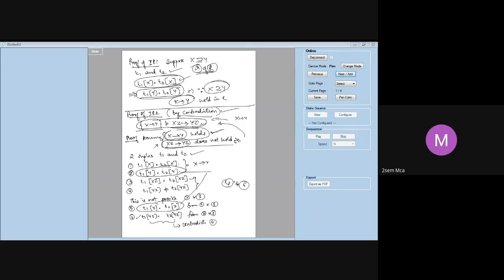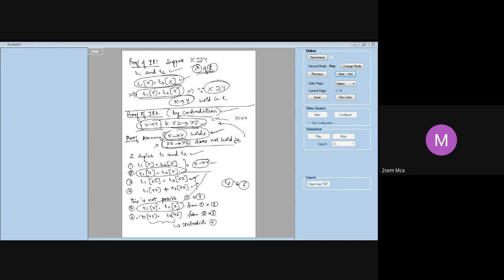What can you write with respect to functional dependency? X determines Y, so I can write T1 of X is equal to T2 of X, and T1 of Y is equal to T2 of Y. That is our definition. Second, we have XZ implies YZ does not hold. So I can write T1 of XZ is equal to T2 of XZ, but T1 of YZ is not equal to T2 of YZ, because it doesn't hold.